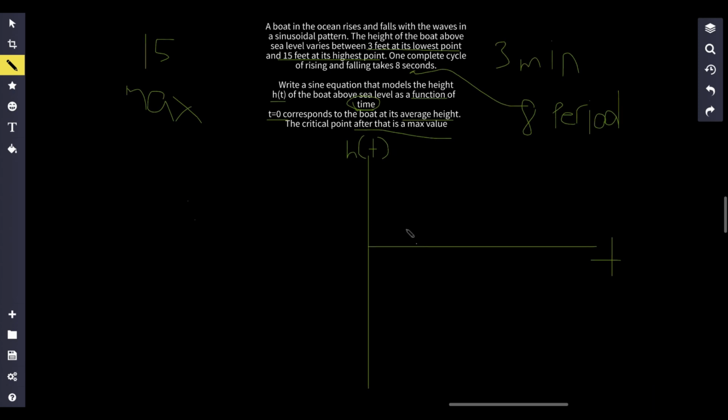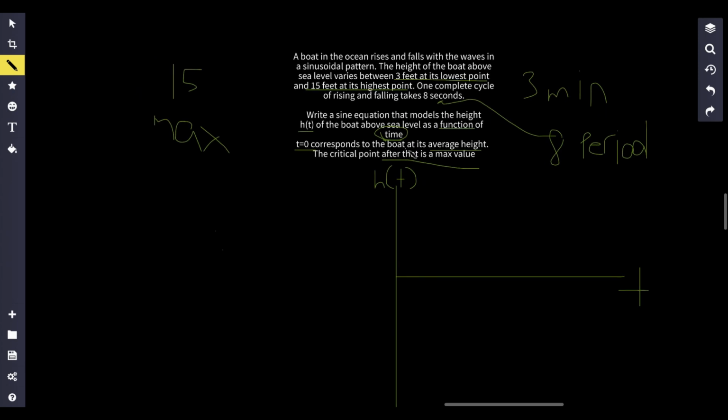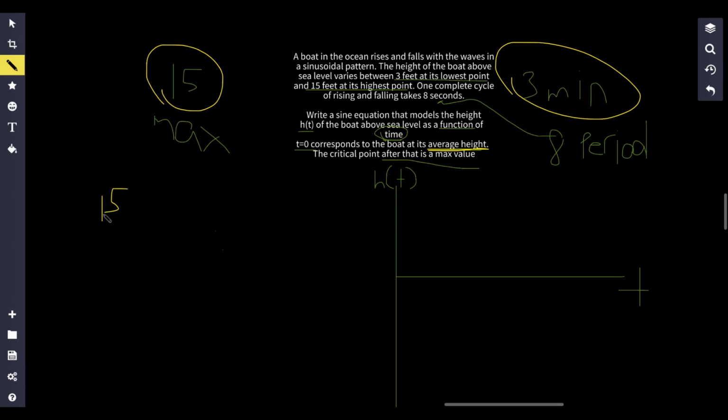Now, we said how T of 0 corresponds to the boat at its average height. The average height represents basically the middle point or the midline. Think about it: you take your highest value and your lowest value. If you take the average between these two values, you get the thing in the middle. The average between the highest and the lowest point gives me, in this case, 9, which represents my average height. So 9 is our average height, which in this case is in feet. Let me label this here. Our average height is at 9.